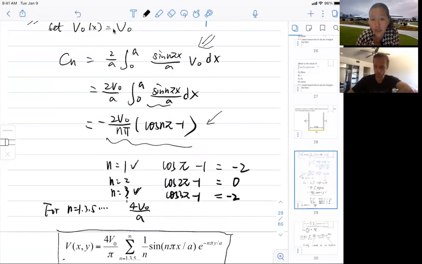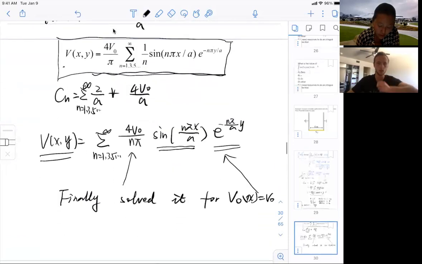And you may need to rely on Mathematica, or sometimes you have to keep C sub n just in the integral format, but that's okay. Technically, you have already solved it. You know how to pick out the C n's that you want. But for a constant, it can be written in this relatively simpler format.